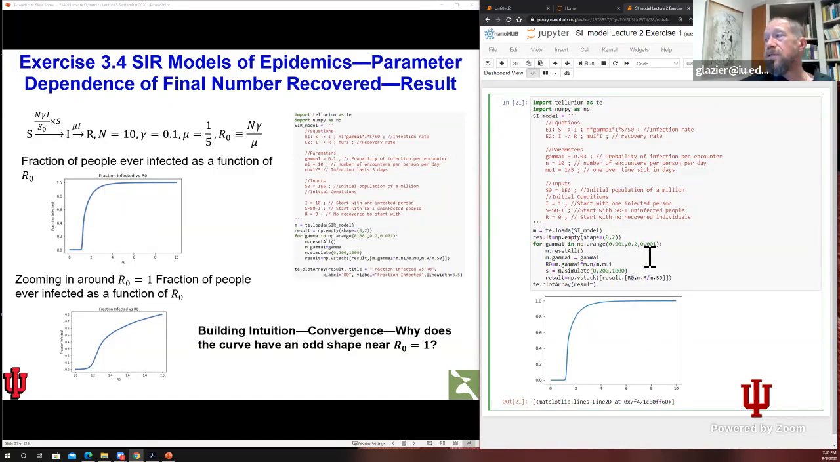So let's just change our scan here. Instead of scanning to 0.2, we could scan to 0.1. And we get something more like that. And we could even zoom in a little bit more. And there's certainly no point in going for R naught less than 1. So we can do that. And that curve has sort of a funny shape.